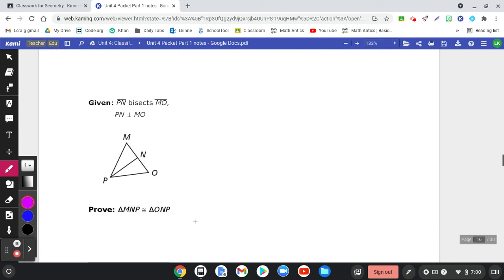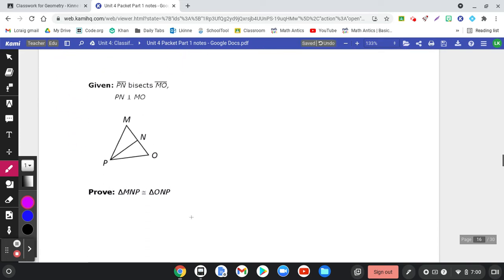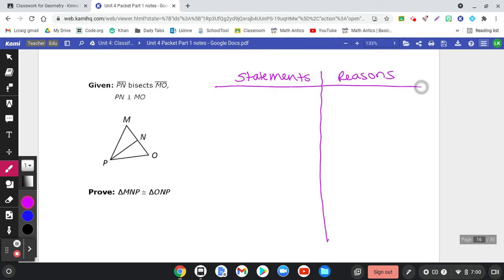All right, let's look at another one. I didn't get it started for you. So it gives us this picture and wants us to prove that the two small triangles are congruent. So the first thing you're going to do, set up your 2-column proof like I had above. So statements. You're going to make a statement. You're going to tell me something. And then reasons. Remember, this is why you told me that.